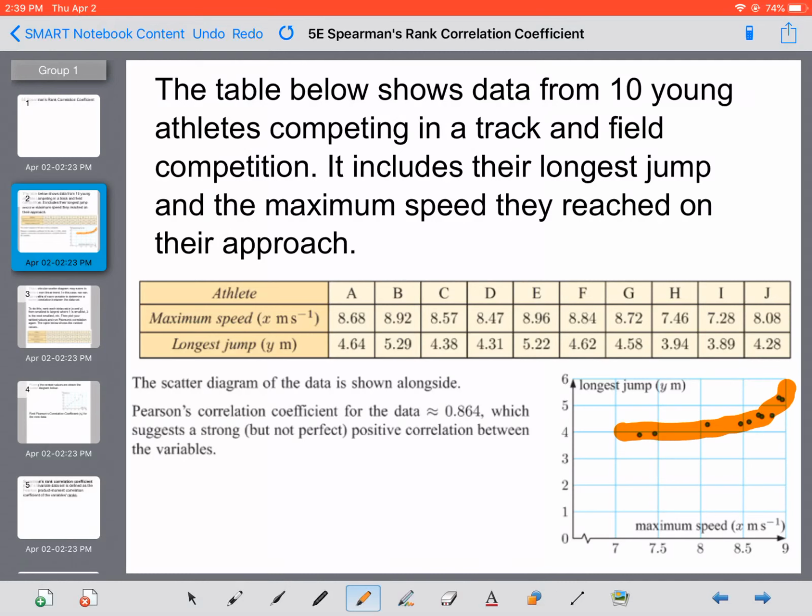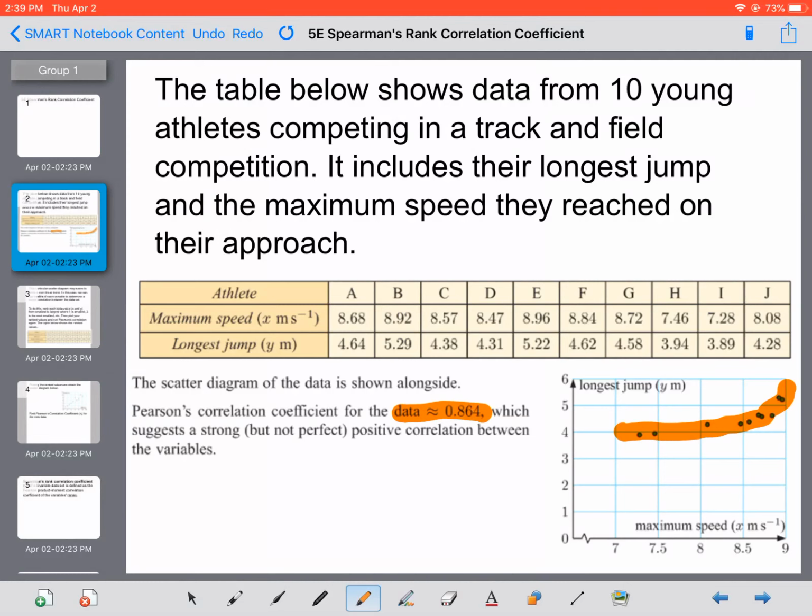So when we run Pearson's correlation coefficient, like we did in section 5D, you plug this into your L1 and your L2 on your calculator, do stat, scroll over to calc, and do number 4, lin-reg. You end up getting 0.864, which shows somewhat of a moderate to strong positive correlation. But when it doesn't have that linear fashion, we have to look at Spearman's rank. So how do we do that?